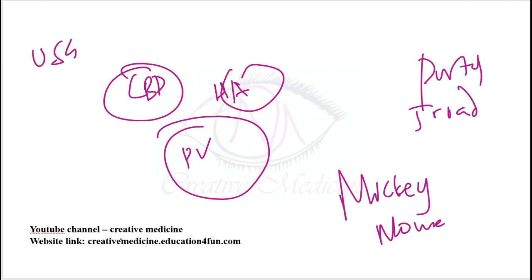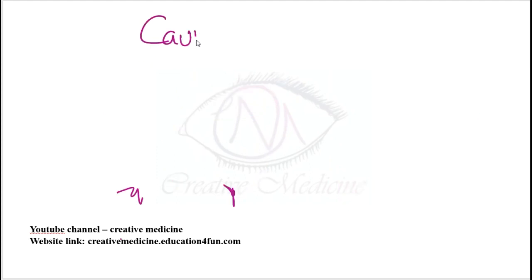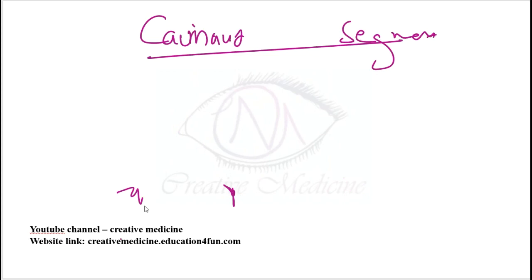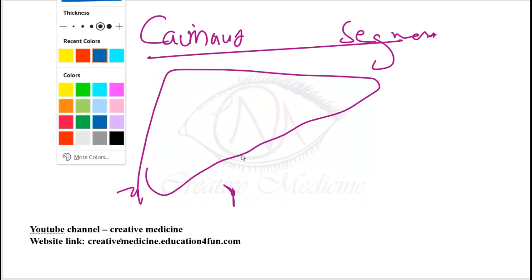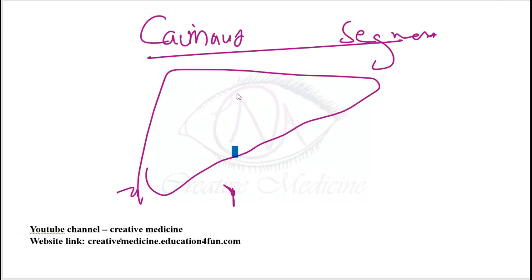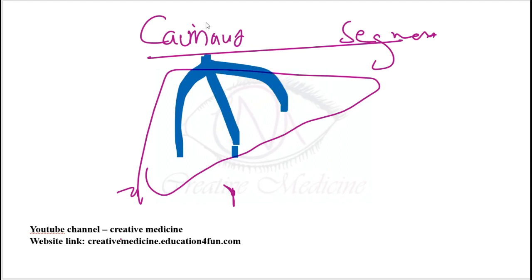Next, if you see the segments of the liver, we have Couinaud segments. According to the Couinaud segments, he divides the liver into 8 segments based on the portal vein and hepatic vein. The hepatic vein has three branches: the right hepatic vein, middle hepatic vein, and left hepatic vein.